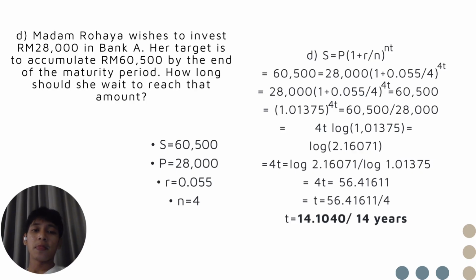56.41611, and then the final answer would be 56.41611 over 4, and then subsequently we would get the answer to 14.1040, or equals 14 years.